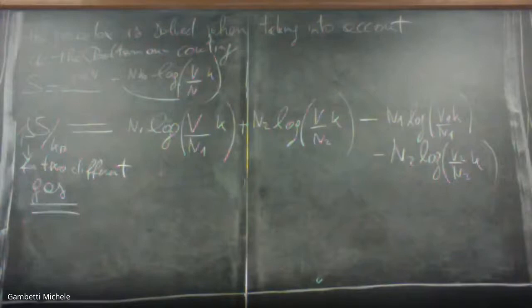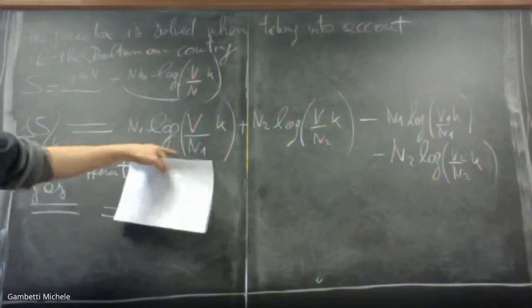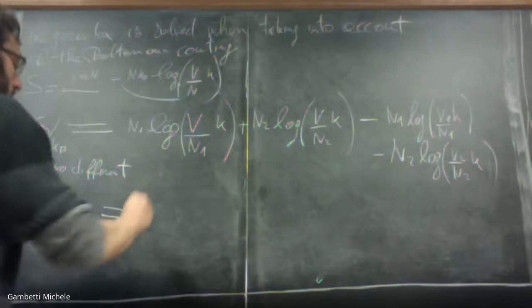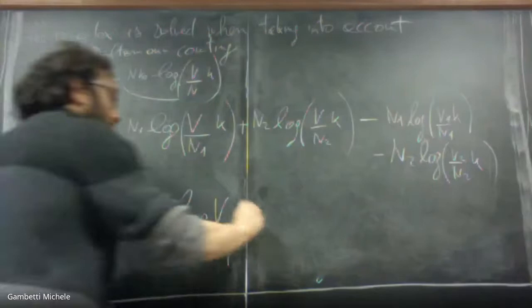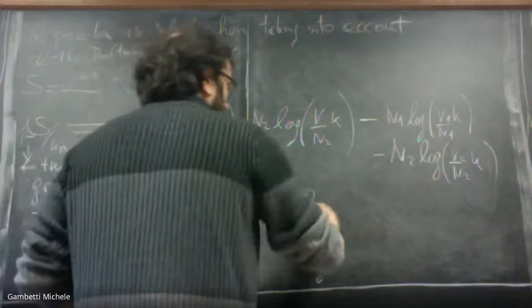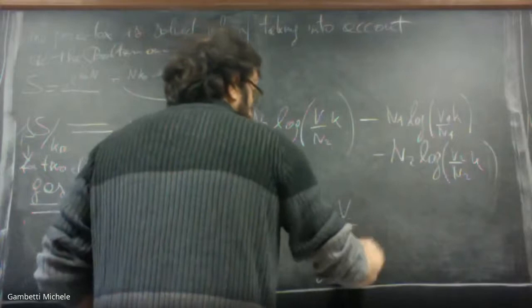Now when I put together all the pieces, you see that the N1 and N2 factors drop, and therefore I get N1 times the logarithm of V divided by V1, minus this guy, plus N2 times the logarithm of V divided by V2, as before.